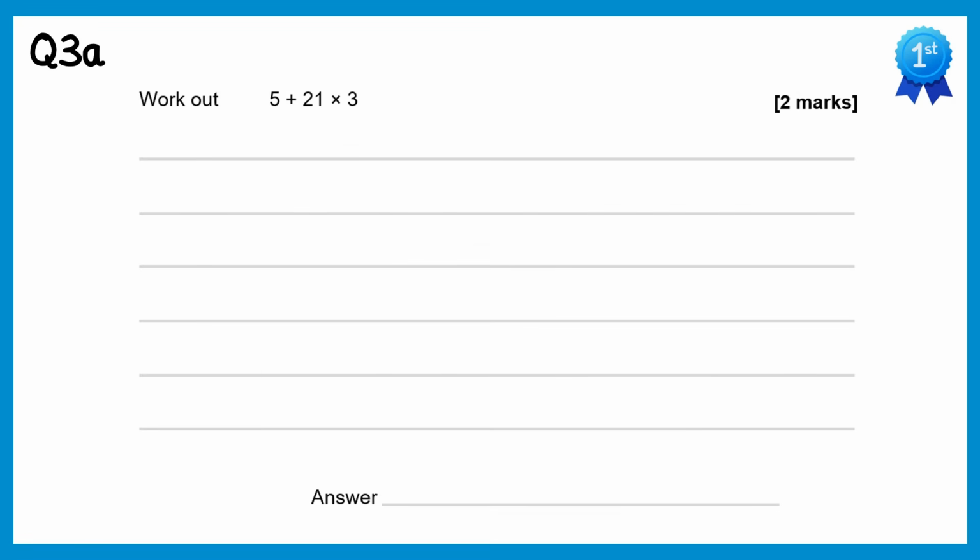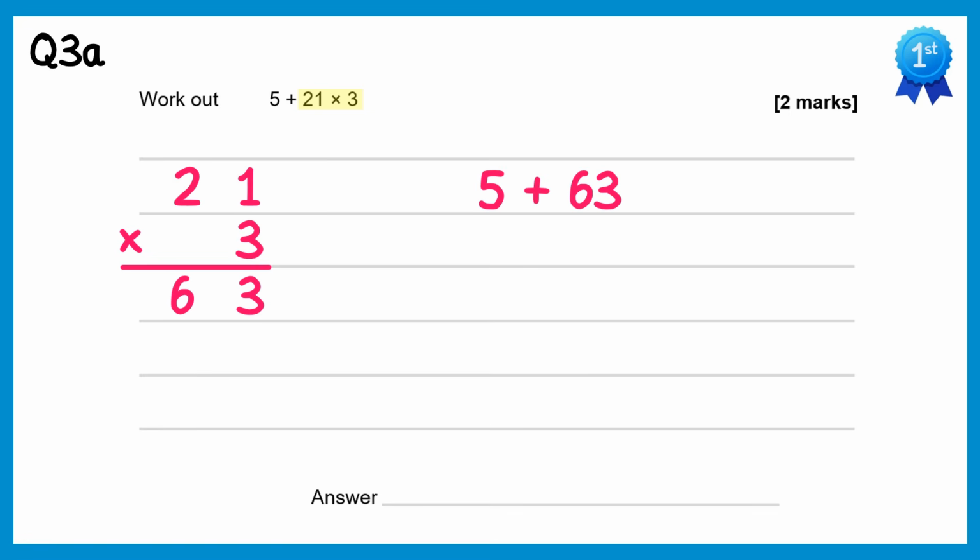This question is testing order of operations, so we need to start with the multiply since that comes before adding. So if we do 21 times 3 first, we can do this by writing it out in a column like this. We'll start with 3 times 1, which gives you 3, and then we move on to 3 times 2, which gives you 6, so that's 63. So now we know that 21 times 3 is 63, so we've got 5 plus 63, which gives you 68.